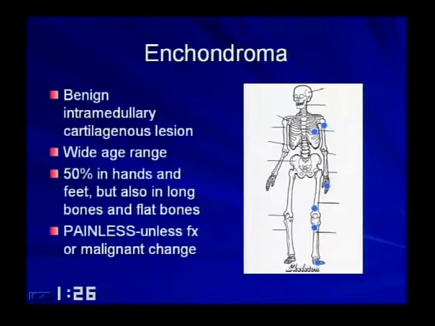Now, let's talk about cartilage lesions. Common benign lesion, enchondroma. The most common benign lesion of the small tubular bones of the hands and feet. The important things to remember is they're usually geographic, frequently have calcifications in it, and probably most important of all, unless they have a pathologic fracture or are undergoing malignant transformation, they're going to be asymptomatic. They should be asymptomatic. Okay, painless unless fracture.